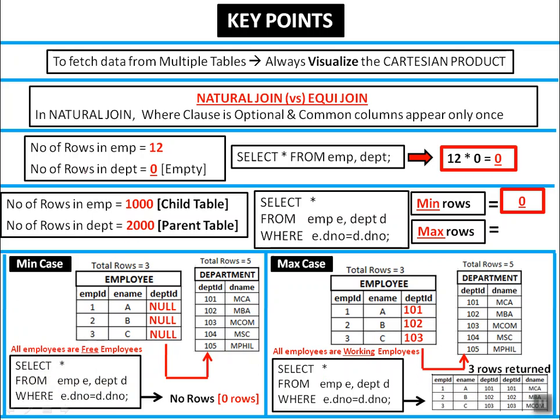So what is the minimum case? Minimum case will be 1000, guys. I hope you are clear, guys. For equi-join, the logic is happening between child and parent column. Child and parent column. So if all are working employees, maximum comes only from the child table. If all are free employees, minimum will be 0.